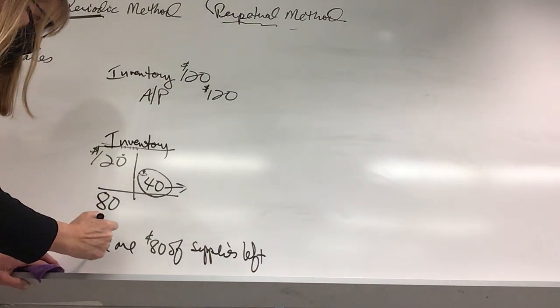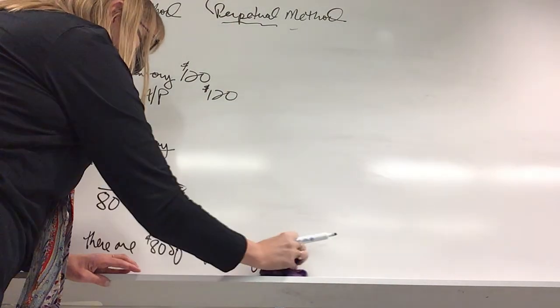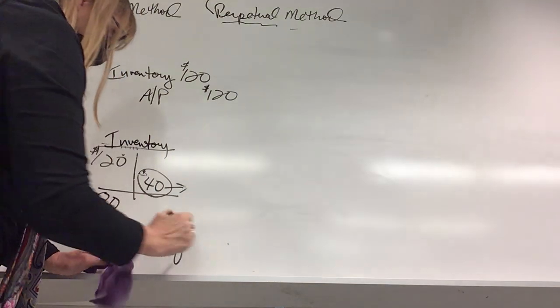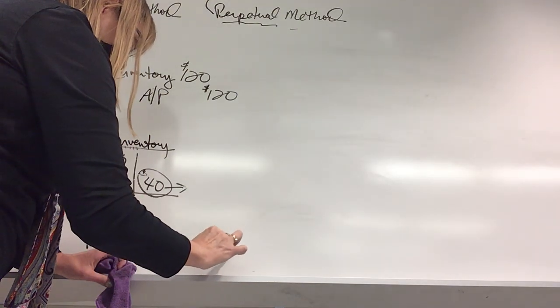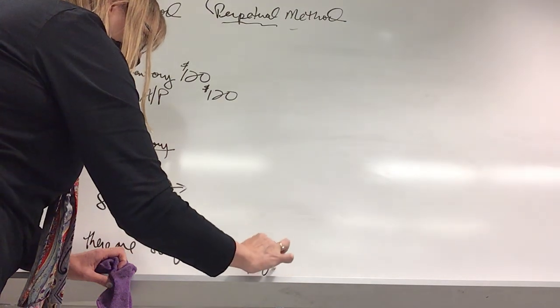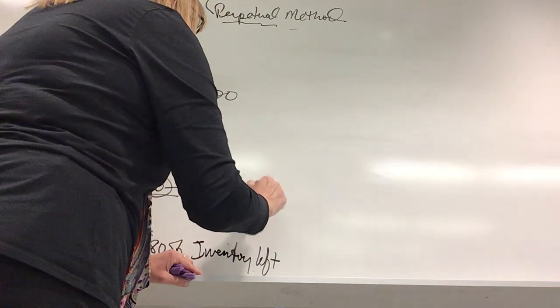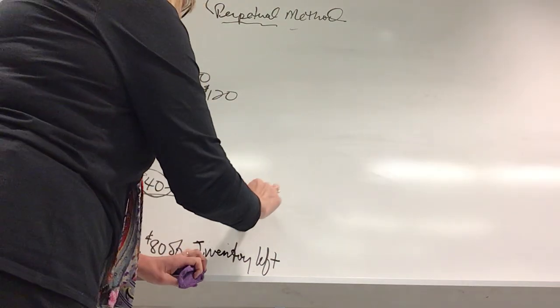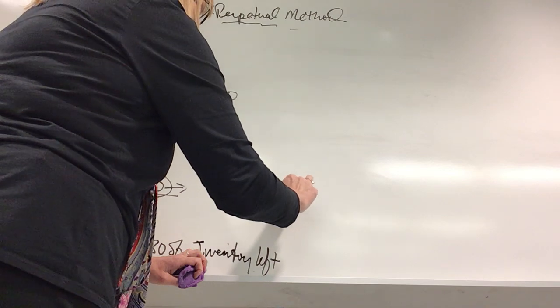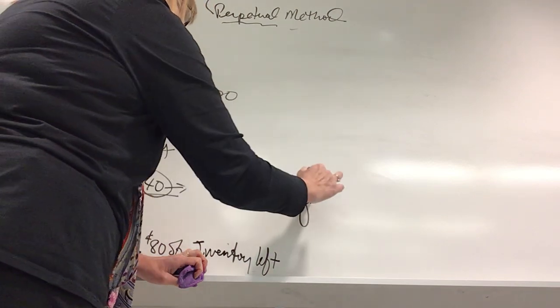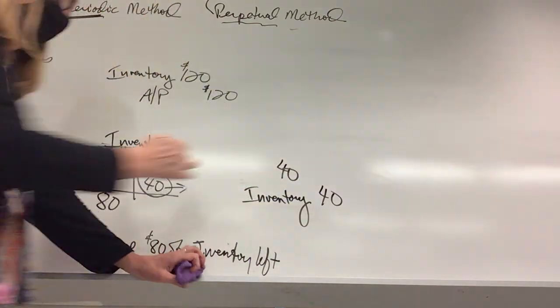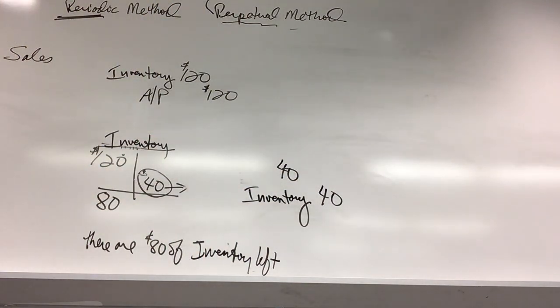Then we count at the end. There are $80 of inventory left. Okay, so what does it mean? We're going to credit inventory for the amount that we sold and is gone. And what are we going to debit? What do you think? Before we had supplies, right? We did supplies expense and supplies, right? What do you think we're going to do here for a debit?